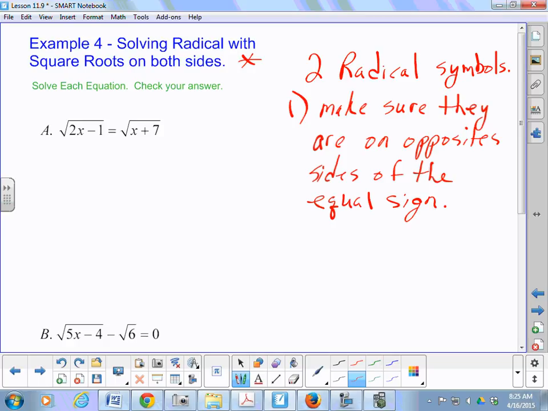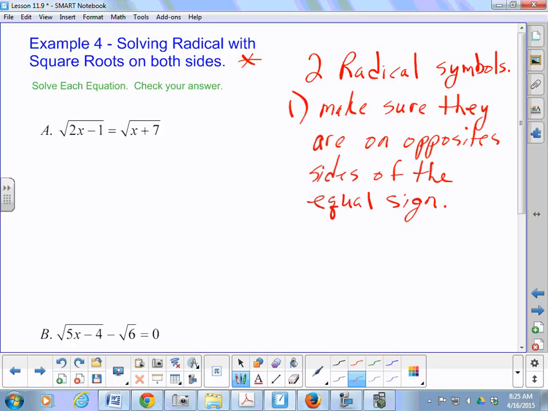Opposite sides of the equal sign. If they're on the same side, you're going to get into some major difficulties that you don't want. So if you have two radicals in your equation, you want to make sure they're on opposite sides of the equal sign.